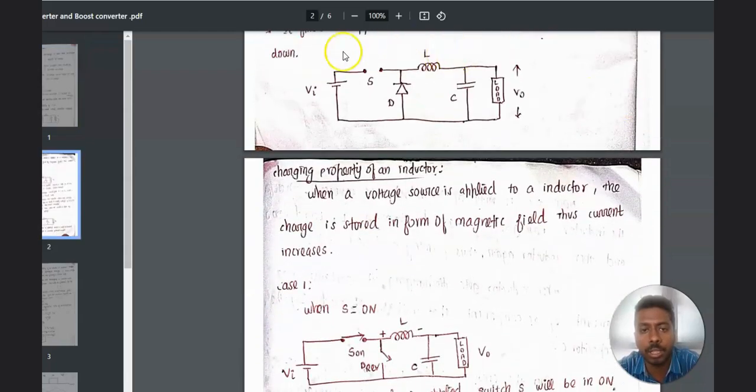Now we are going to see the diagram for the buck converter. Here there is an input voltage, a PN junction diode, an inductor and a capacitor. We already know that both the capacitor and the inductor are charging devices, but the inductor charges in the form of a magnetic field, whereas the capacitor charges in the form of an electric field. Here S is a switch. This switch can be either a transistor or a MOSFET. In this case, let us consider a BJT transistor.